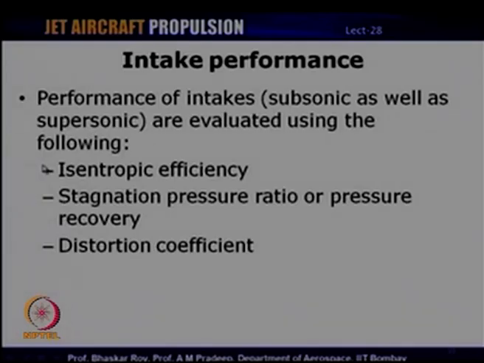There are three parameters which are normally used. One is the isentropic efficiency, which we have discussed, and we will also discuss that quickly in today's class. Then there is stagnation pressure ratio, sometimes referred to as pressure recovery, and then there is a distortion coefficient.